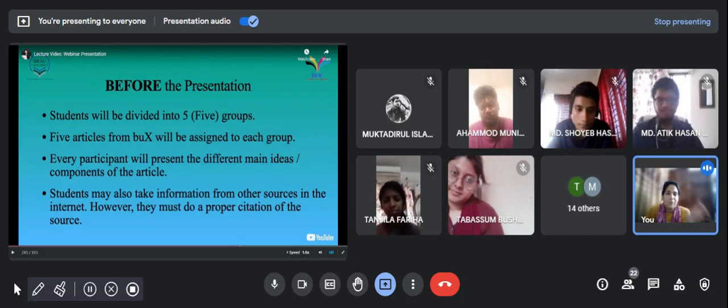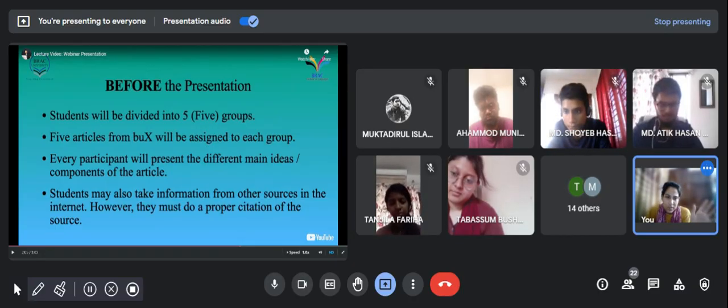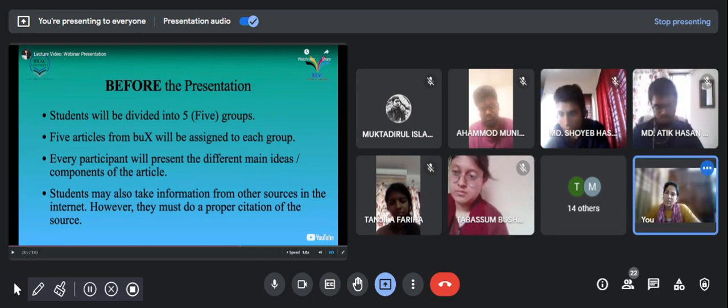Yes, ma'am. That's why you have to mention the source. You are going to take two articles from any source, and when you take ideas from there and share the ideas in your presentation, don't forget to mention the source. Only the name of the article and the name of the author. That's it. If you take the article from a newspaper, then just mention the newspaper's name.